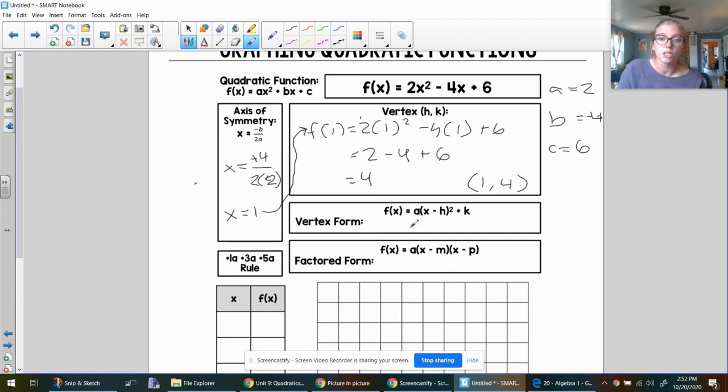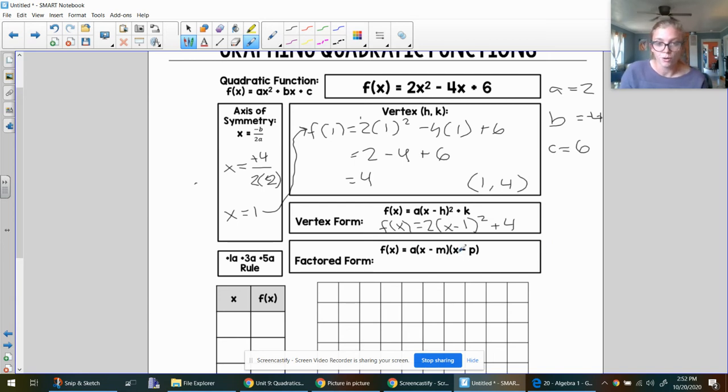Next, I'm going to look for my vertex form. This time, in vertex form, my function is going to be 2 times x minus 1 squared plus 4. The 2 is my a value. The 1 comes from my vertex, and the 4 comes from my vertex.